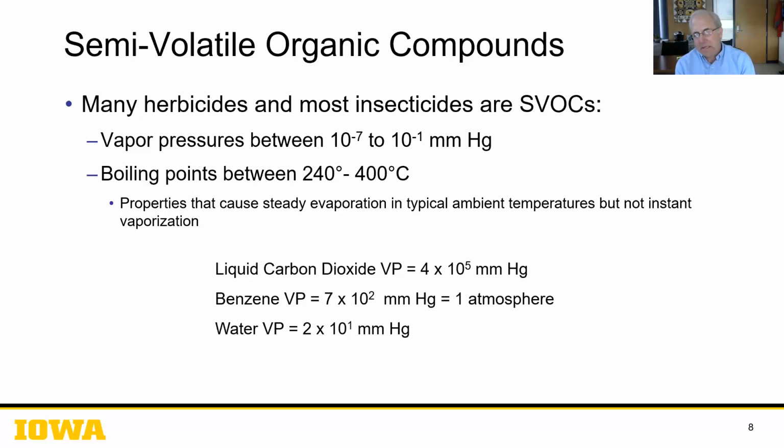There are 760 millimeters of mercury in an atmosphere, so we're right at about that point here. Benzene is right at that cusp of getting to the point of being a vapor rather quickly, but it will still maintain itself as a liquid for a certain amount of time. And then water is at 2 times 10 to the 1st, so it's lower than an atmosphere. But you can see, interestingly, water has a vapor pressure that's higher than the SVOC, so it actually evaporates even faster. Just to give you a perspective on this for an SVOC.